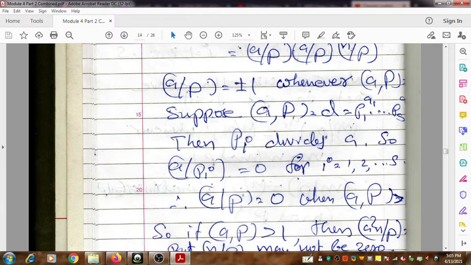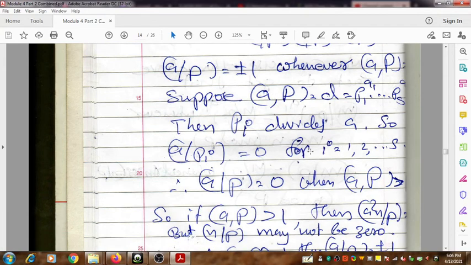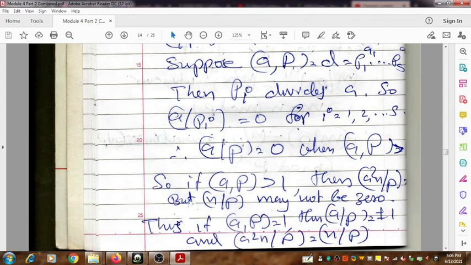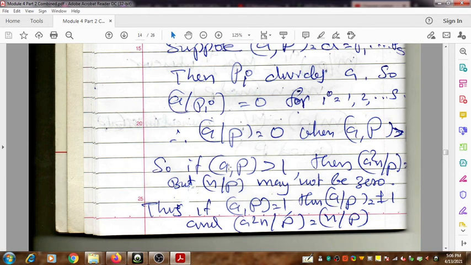Therefore, if you consider only the number a, d can divide a. Therefore p1, p2, etc. to ps can divide a, and that means a bar pi equal to 0 for all values of i, for i equal to 1, 2, 3, etc. to s, and that means a bar p equal to 0. So we get that a bar p equal to 0 whenever the GCD of a, p is greater than 1. Remember that.